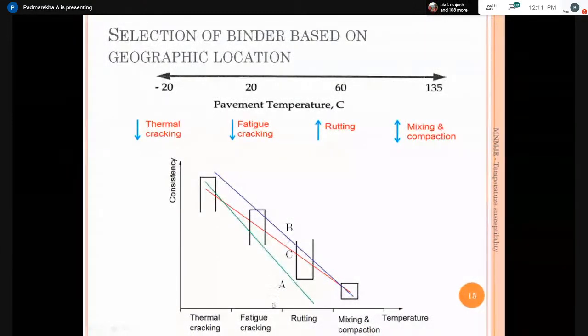So the answer is no, we need not omit binder A or binder B. We can select binder A and binder B based on the temperature of the particular locations. Binder A can be used in locations where the temperature is predominantly low, and binder B can be used at locations where the temperature is predominantly high. So we select the binder based on the temperature sensitive characteristics of the binder behavior.